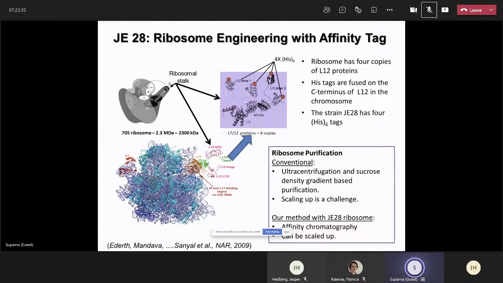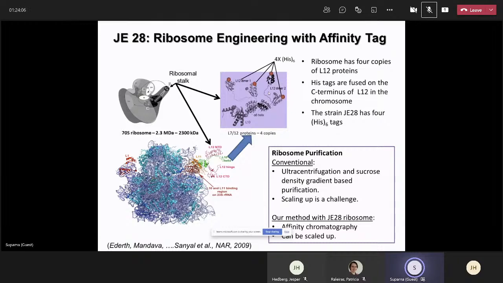But then what happened is that, to our surprise, the resulting strain, whose name is JE28, named after the postdoc Josephine Edert, who engineered the strain, survived pretty happily, and it offers 4 histags, like these 4 dots, as you see in the cartoon, on the ribosome. That means this engineered strain offers you ribosome containing 4 histidine tags.